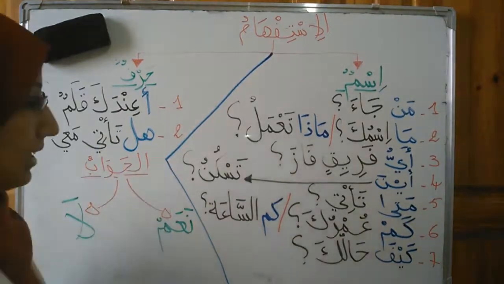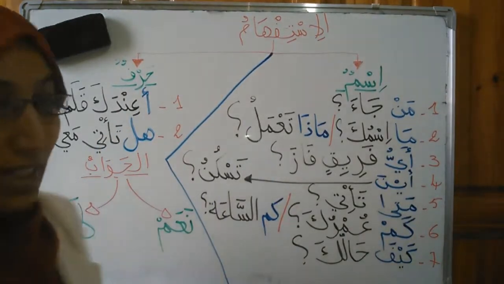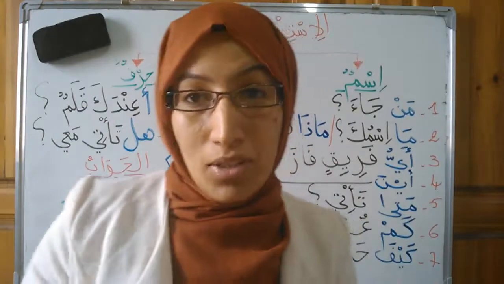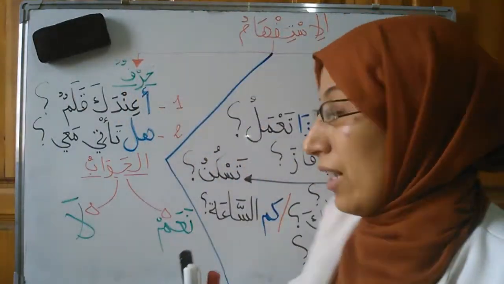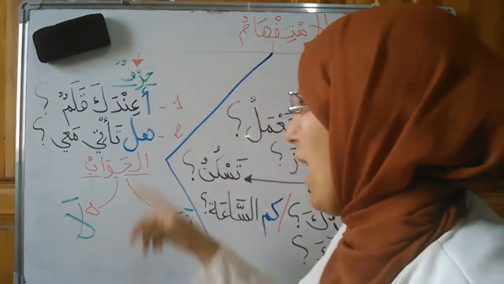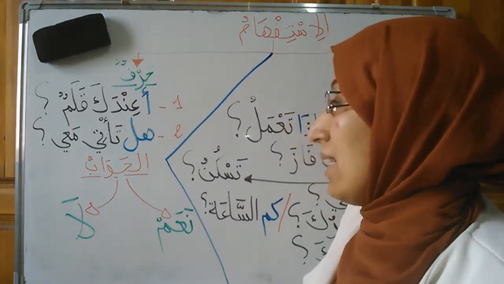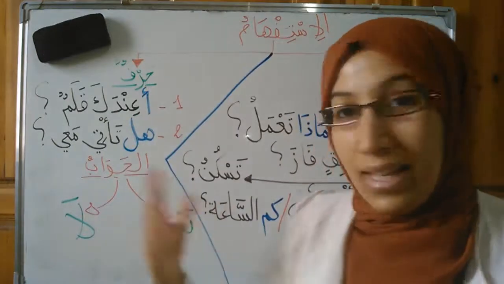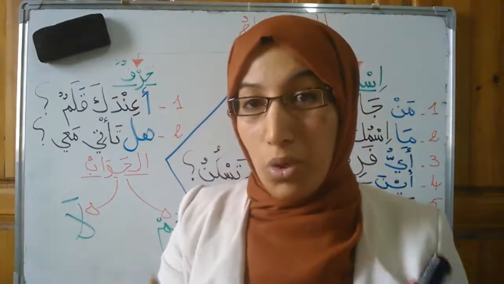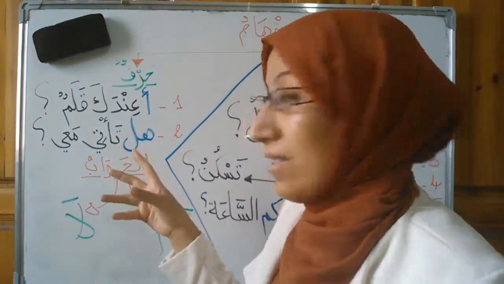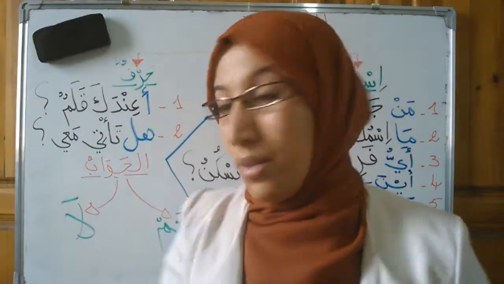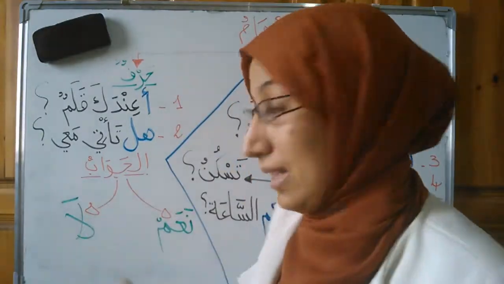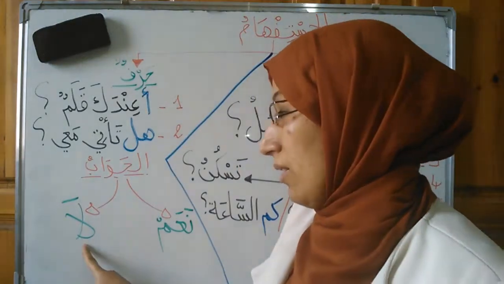And the second is, hal ta'ti ma'i? Will you come with me? Or are you coming with me? Hal ta'ti ma'i? Okay, so this form, it's like when we say in English, do you or will you. And the answer is always yes or no. Jawab, the answer is yes or no.